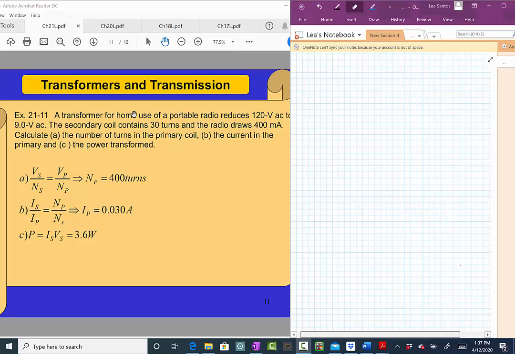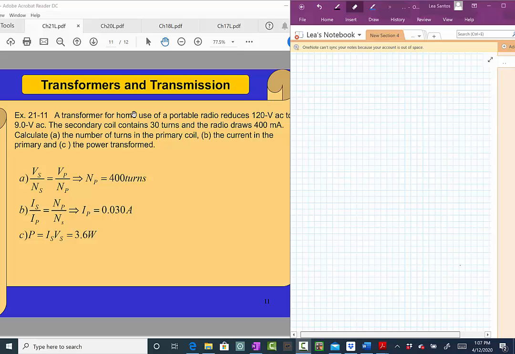Some other countries have a larger potential difference, a larger voltage, for example, 220 volts. So if you have a transformer already inside your device, you can use this device in different places. If you do not, then you can connect your device to a transformer, so then you can use it in a different country. That's one use.